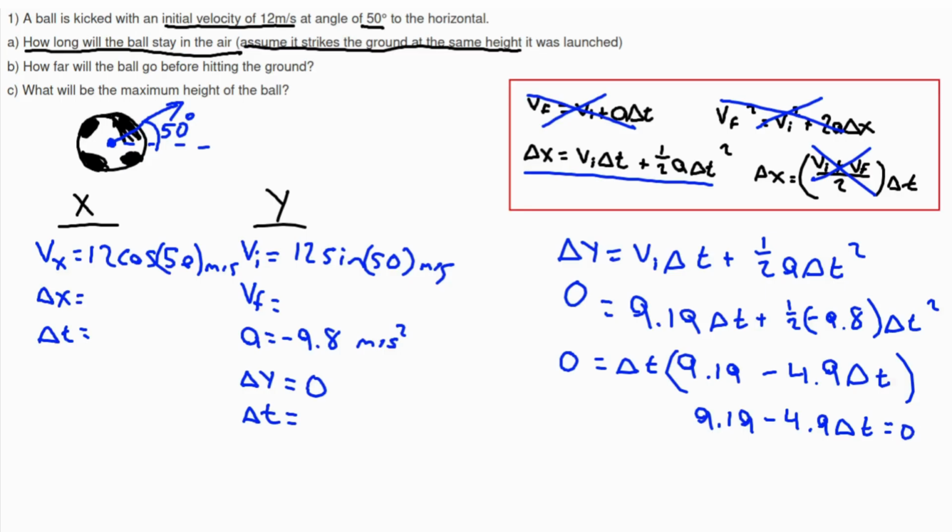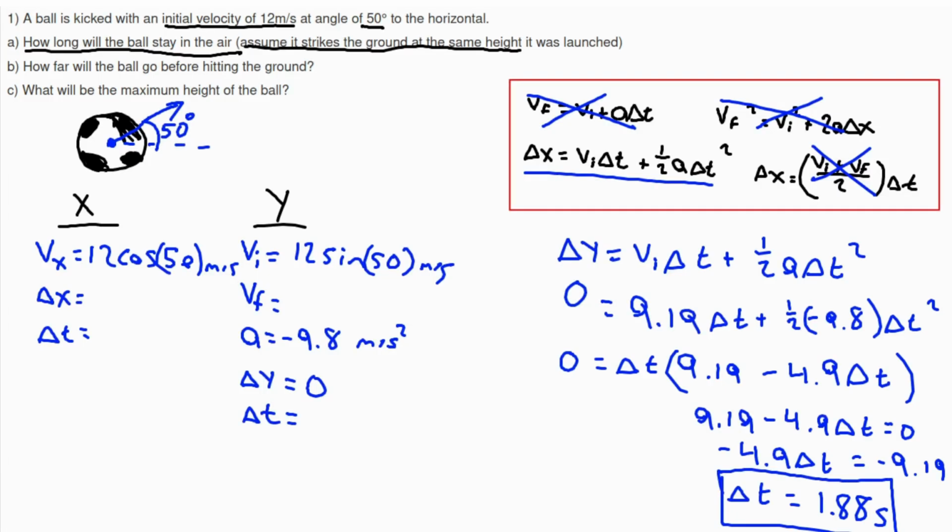So let's subtract the 9.19 over, so 4.9 delta t equals negative 9.19, divide by negative 4.9 on both sides. Let me type that in my calculator. The negatives will cancel, so I'll just type in positive numbers, and then we're left with, I'm going to round to 2 decimal places, 1.88 seconds. So that is our answer to part A. I'll put a little box around that.